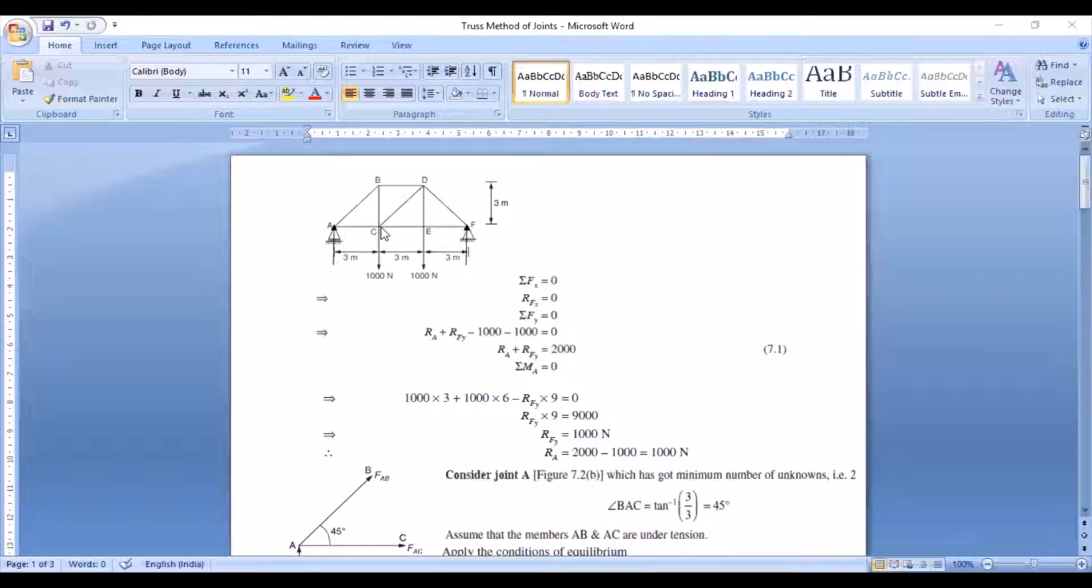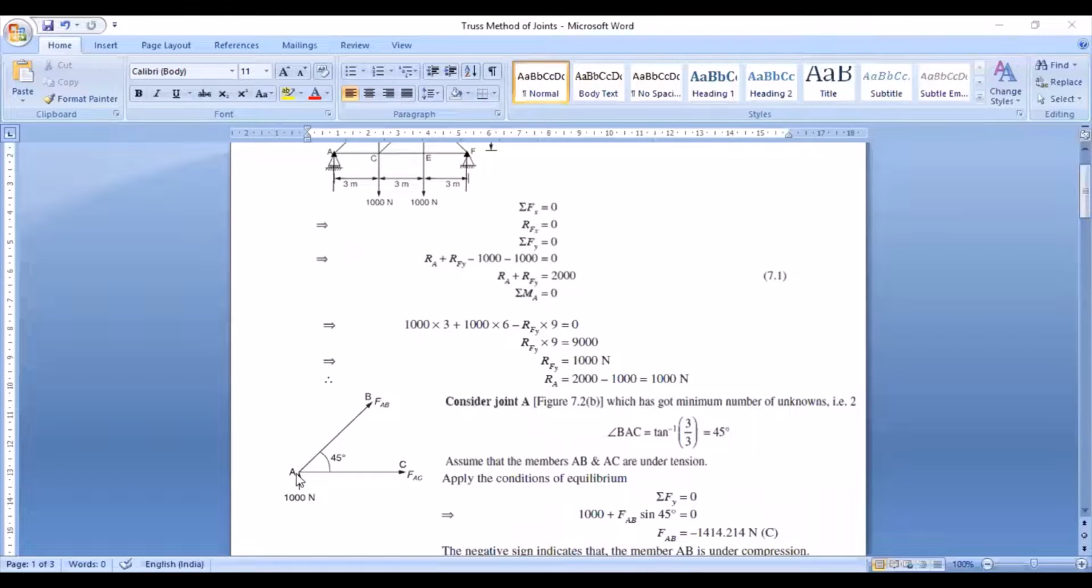So the condition is, for any joint you take, there should be only two unknowns. Thereby, if I take joint A, there are only two unknowns, that is AB as well as AC. So force in AB, FAB, indicates force in AB, and similarly force in AC. This is a simple free body diagram, what you can call, for joint A. Now, since it is a concurrent force system, you can apply equations of equilibrium to get the member forces. Since it is a concurrent force system, I can apply only two, that is sigma Fx and sigma Fy.